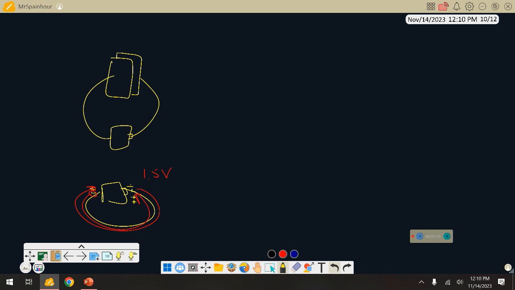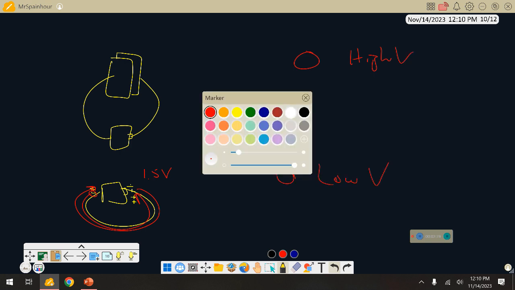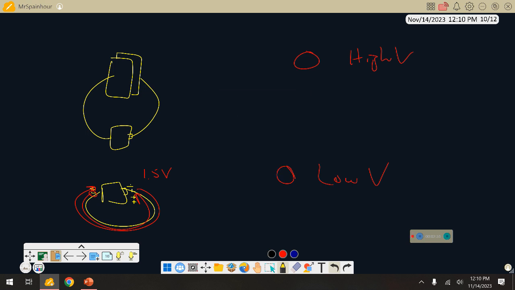What we shared on Friday is that this spot right here has a high voltage. This spot right here has a low voltage. We discussed this the other day, so just a quick review. Which direction is the electric field? From high to low. So you would expect a positive charge to go from high voltage to low voltage. You'd expect a negative charge to do the opposite.